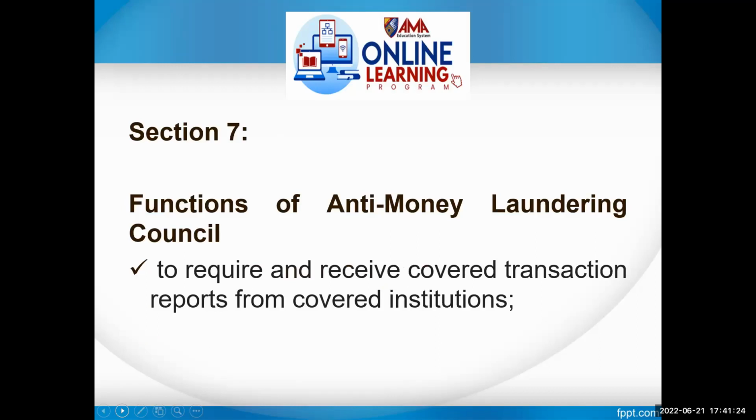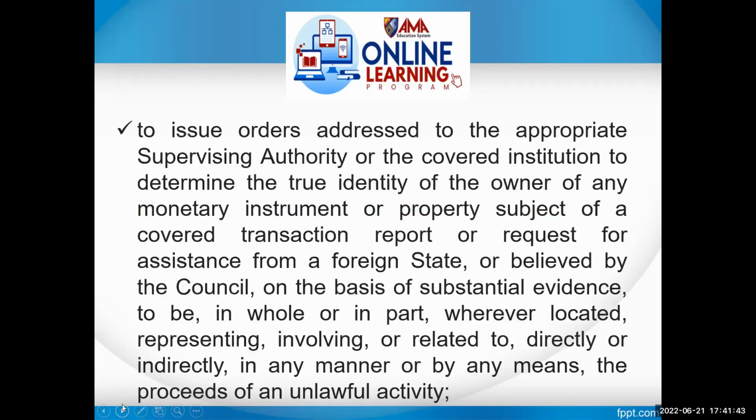So, what are the functions of the Anti-Money Laundering Council? According to the law, their functions are, first, to require and receive covered transaction reports from covered institutions. To issue orders addressed to the appropriate supervising authority or the covered institution to determine the true identity of the owner of any monetary instrument or property subject of a covered transaction report or request for assistance from a foreign state, or believed by the council on the basis of substantial evidence to be, in whole or in part, wherever located, representing, involving, or related to, directly or indirectly, in any manner or by any means, the proceeds of an unlawful activity.